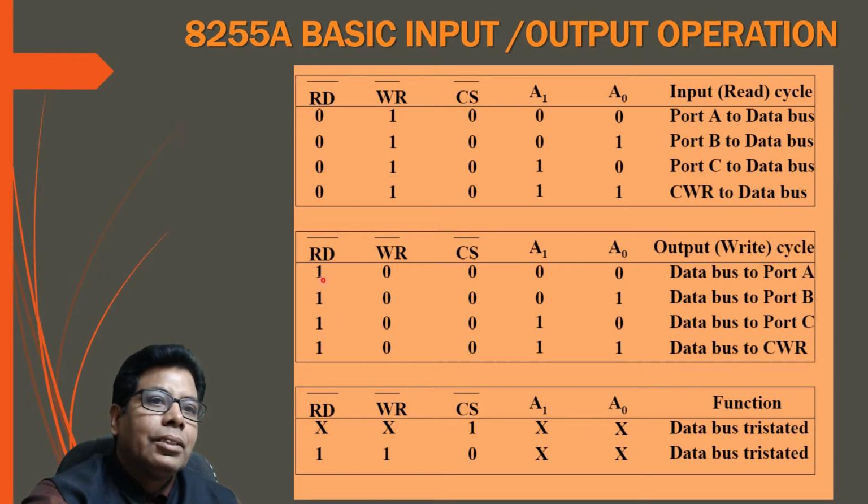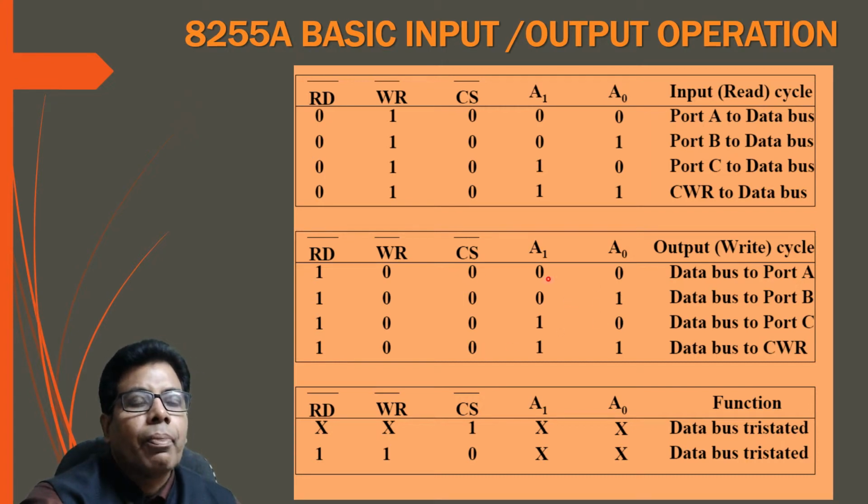Then the next, that is the output write cycle. So here WR bar is 0 and read bar is 1 and CS of course has to be 0. So 0 0, data bus to port A. So we are writing data to port A. Then 0 1, data bus to port B. Data is written to port B. Then 1 0, data bus to port C. And 1 1, data bus to control word register. So when we want to set the mode of the 8255, at that time we make use of this data bus to control word register.